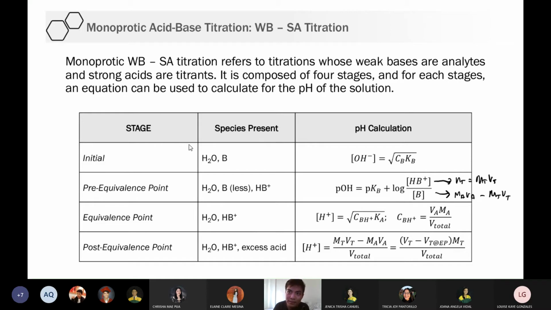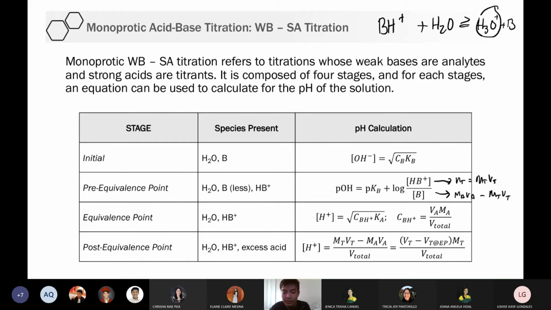Well, we may ask ourselves, bakit nga ba mababa yung pH? Why? Because what happens at the equivalence point is that our conjugate acid, the BH plus, reacts with water, so it is in equilibrium, to produce what? H3O and the base. We produce H3O. Nag-produce tayo ng acid.